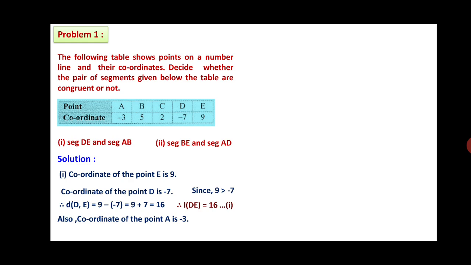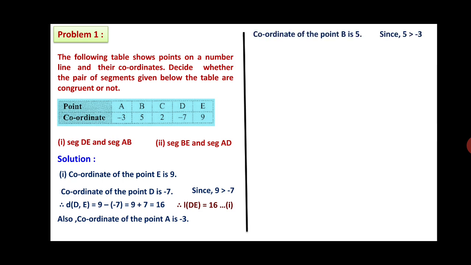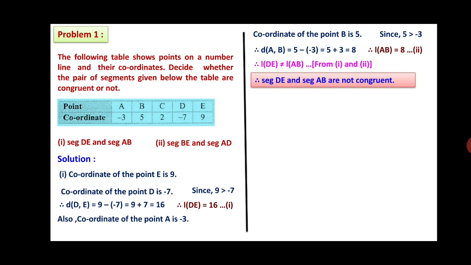Also, the coordinate of point A from AB is -3 and the coordinate of point B is 5. Here, 5 is greater than -3. Therefore, distance between A and B is equal to 5 minus of -3, which is 5 plus 3, which is 8. Length AB is equal to 8. Second statement. From statement 1 and 2, we see that length DE is not equal to length AB because DE is 16 and AB is 8. Therefore, those are not equal. Therefore, we can say that segment DE and segment AB are not congruent.